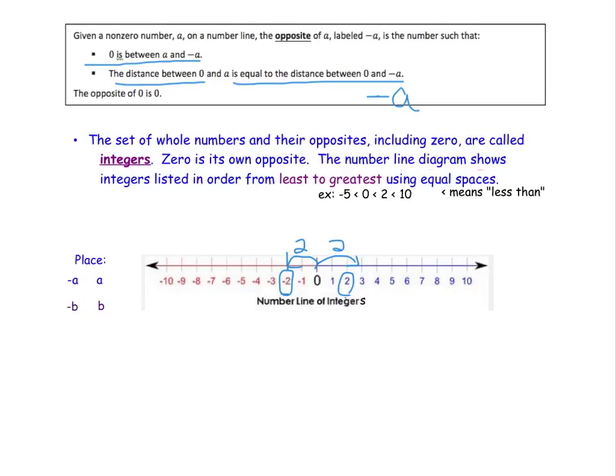The number line diagram shows integers listed in order from least to greatest. So here we could say negative 5 is less than 0, which is less than 2, which is less than 10. So the further you go to the right, the greater it is. And these symbols, and again we're going to be talking about this in days to come, this symbol right here means less than. If we reverse it, that means greater than.